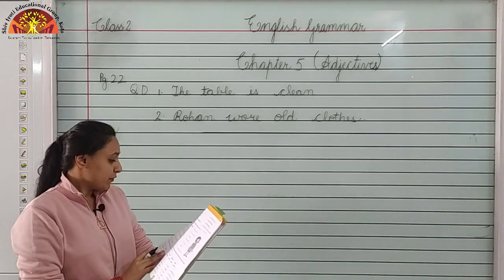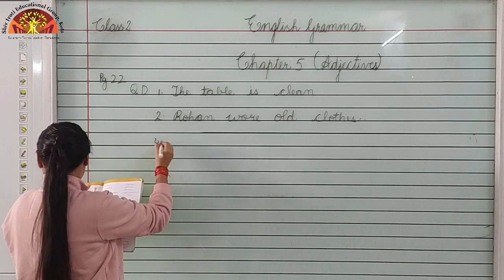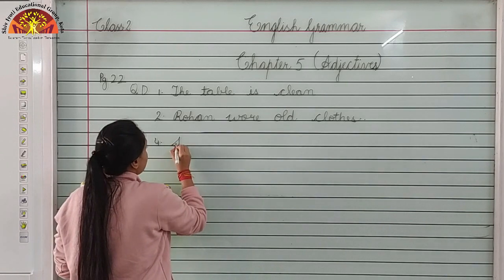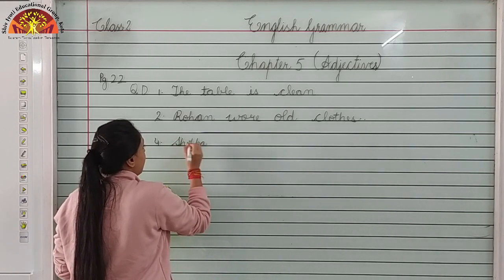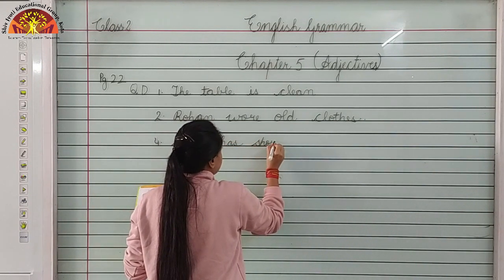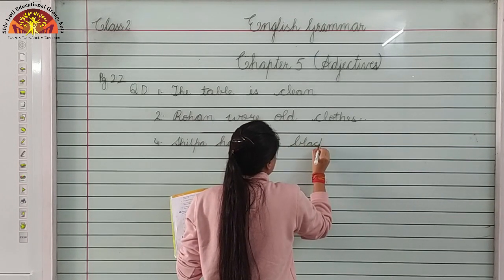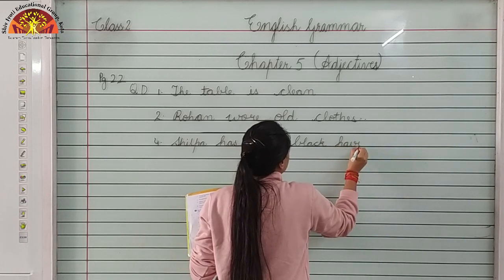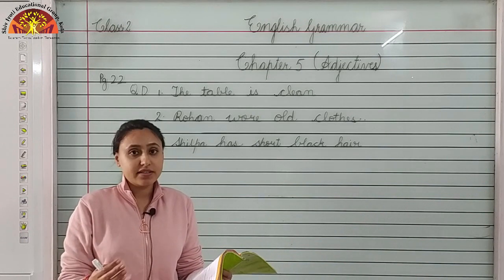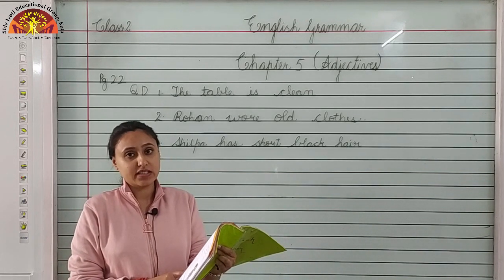Now number 4. Shilpa has long black hair. Opposite of long is short. So we will write it as Shilpa has short black hair. Okay. So children, what we have done in this question, we have written opposite of underlined word, okay, underlined adjective. Now we turn to next question, question E.